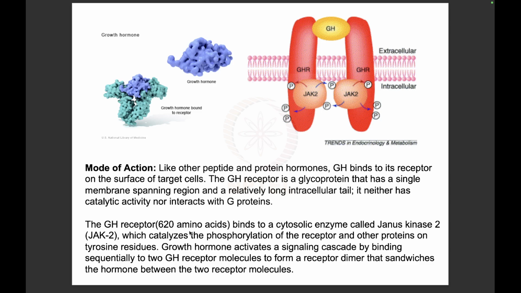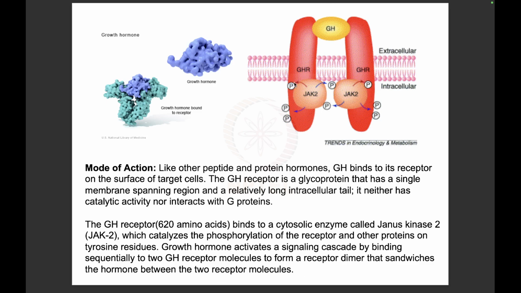This growth hormone receptor binds to a cytosolic enzyme called Janus kinase or JAK2, which catalyzes the phosphorylation of the receptor and other proteins on tyrosine residues. Growth hormone activates a signaling cascade by binding sequentially to two growth hormone receptor molecules to form a receptor dimer that sandwiches the hormone between the two receptor molecules.